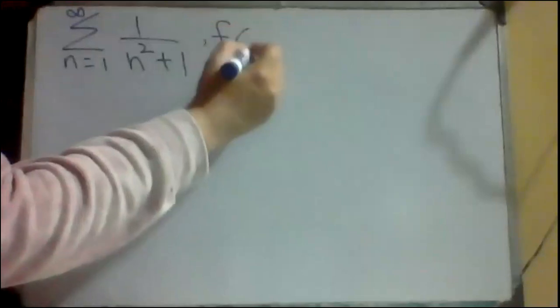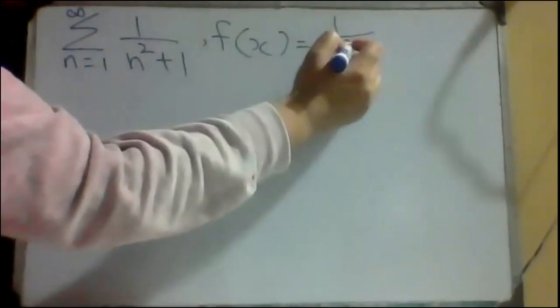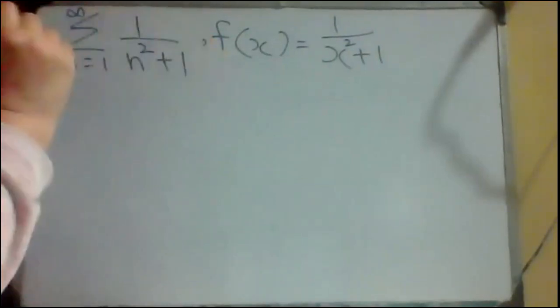Now, example 1 is to show that this series is convergent. Determine whether the series given by the sum of 1 over n squared plus 1, from 1 to infinity, is convergent or divergent. I will find its convergence or divergence by using the integral test. For the integral test, I have to write a function from this series, and the function is f of x equal to 1 over, instead of n, I will replace n with x, that is 1 over x squared plus 1.